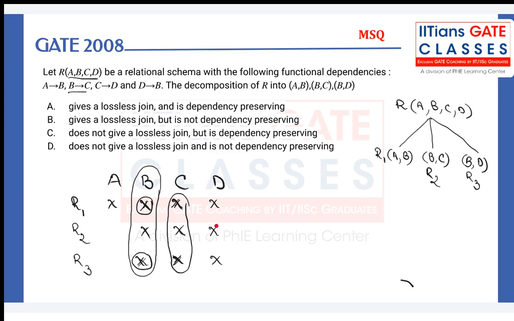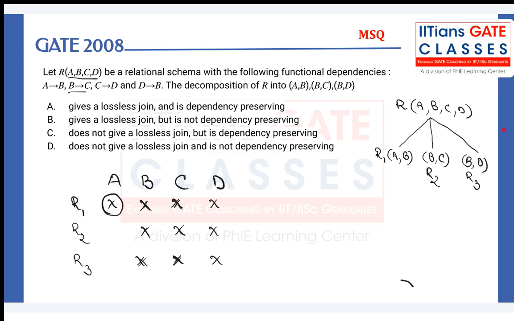Perfect. Now, why am I not looking at A derives B? Because there is only one row with the value of A. That's why I don't do that. B derives C, I have looked into it, so I mark all the rows with C. C derives D, I mark all the rows with D. And D derives B, I don't have to do it because it's already marked.